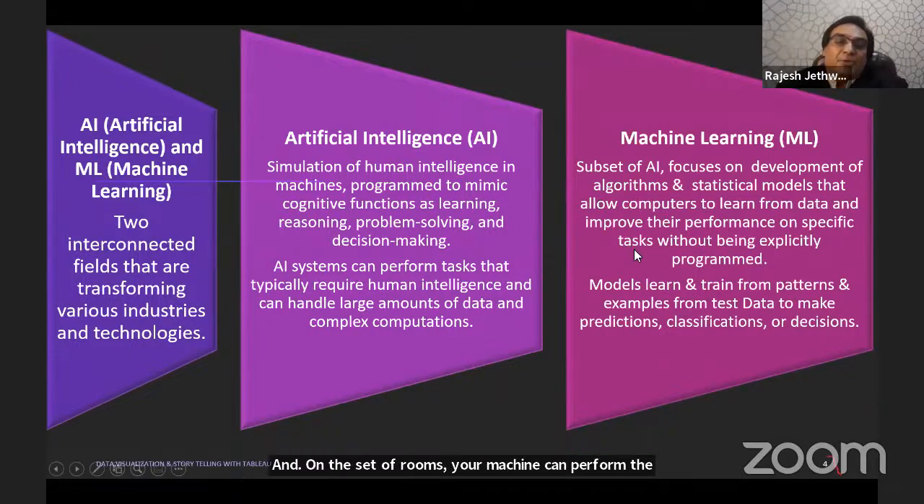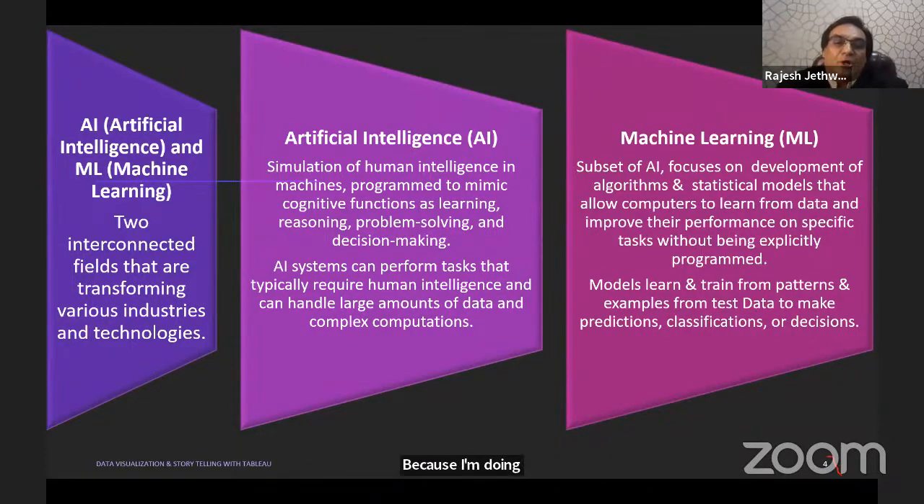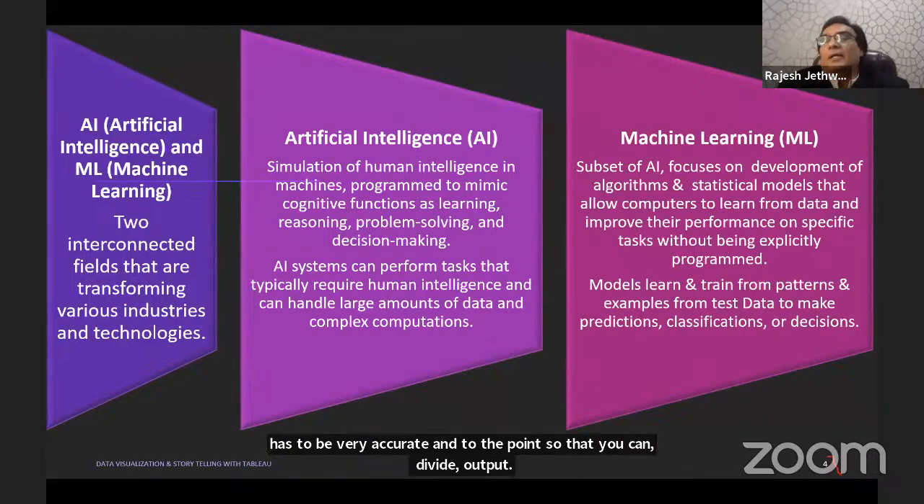But keep in mind that you have to be very perfect in giving that set of rules to the machine, because unless your rules are perfect, in line, or ethical, these machines are not going to understand until you teach them properly. So the machine needs to be trained properly, and input data has to be very accurate and to the point, so that you can get the desired output. You have to be very careful while doing any machine learning exercises.